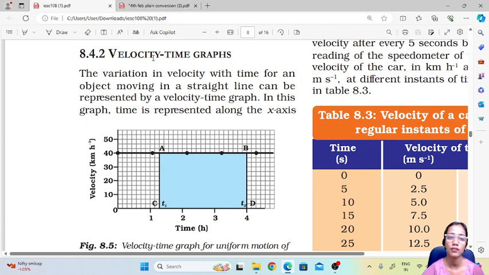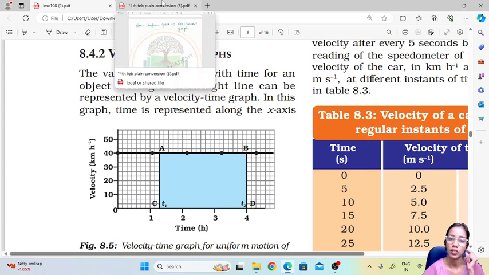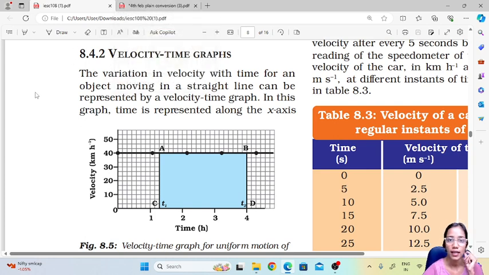Now the next is the velocity time graph. In this, the variation in velocity with time for an object moving in a straight line can be represented by a velocity time graph. Now what is change in velocity? Change in velocity is acceleration. How much velocity is changing in that particular time gives you the acceleration.